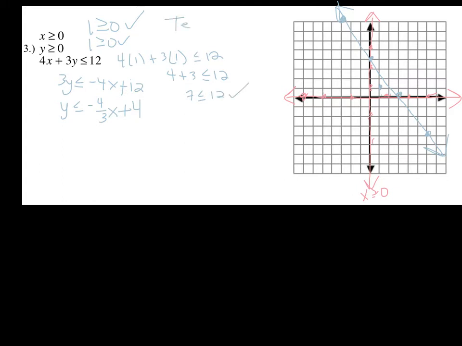So again, my test point, I just slid off of 0, 0 right to 1, 1. And it worked for all 3, so I'm going to shade this region that contains 1, 1. And that is this little right triangle right here. So there's the solution to that set of inequalities.